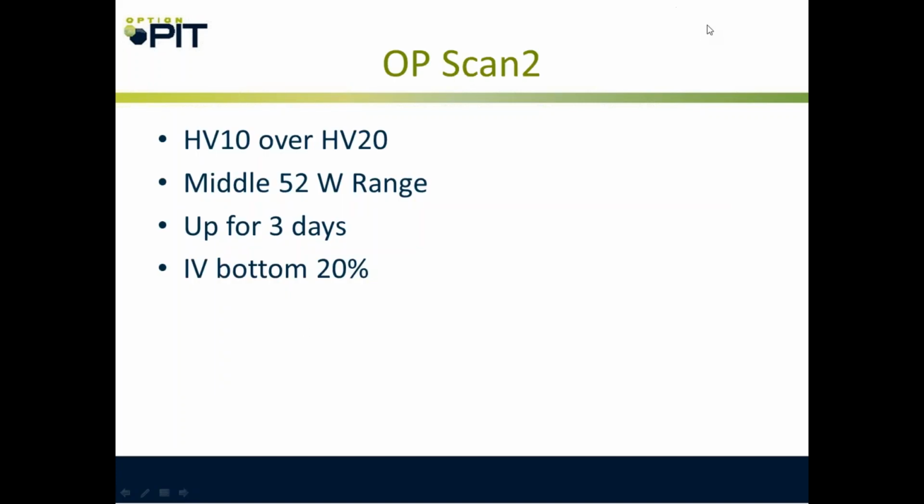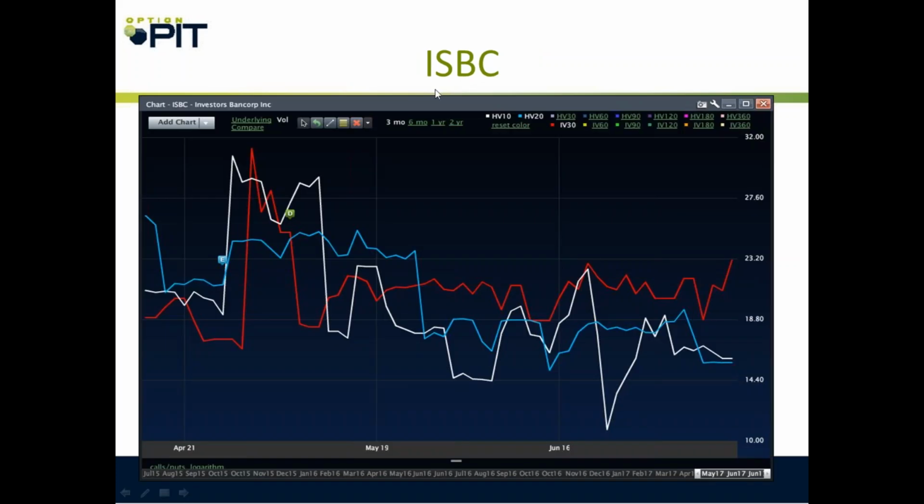So here's scan 2. This is our straddle finder. We actually have a straddle finder in LiveVol. HV10 over HV20, middle of the 52-week range for the stock. It's been up for 3 days in a row, and IV is in the bottom 20%. So we ran this scan and one that came across was ISBC.